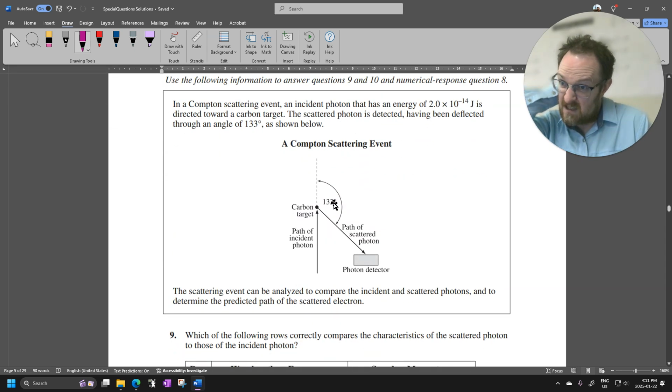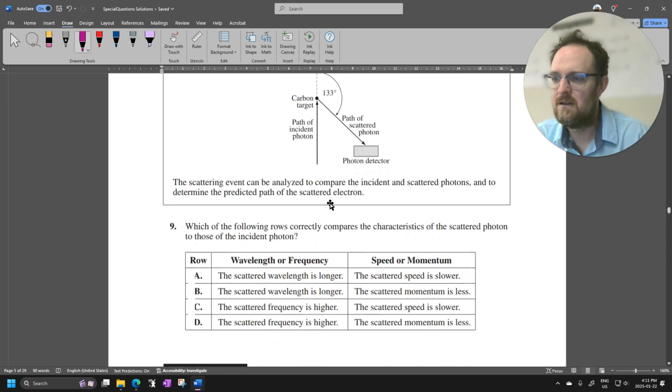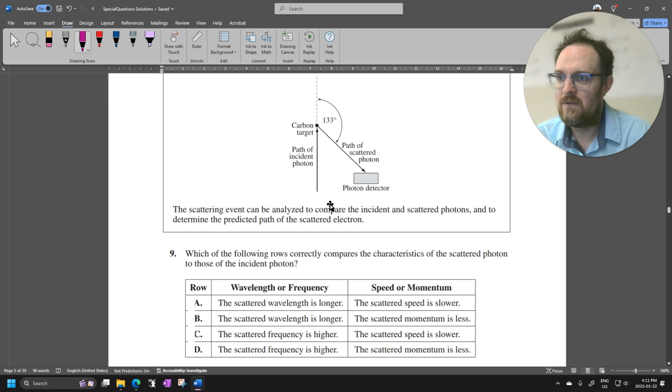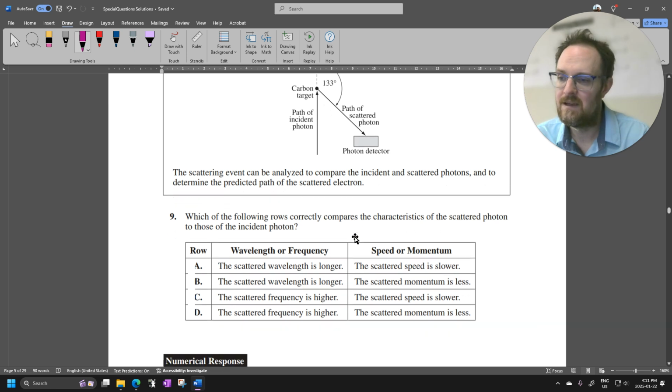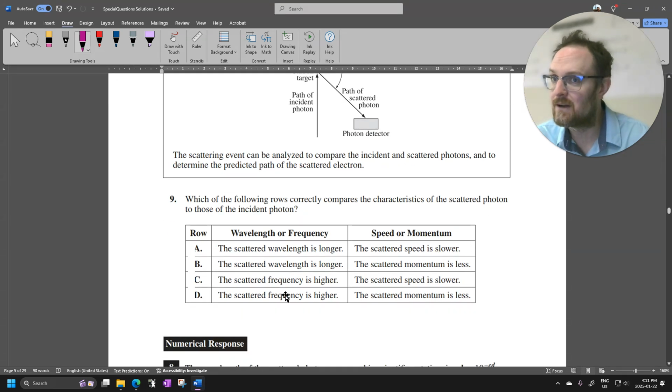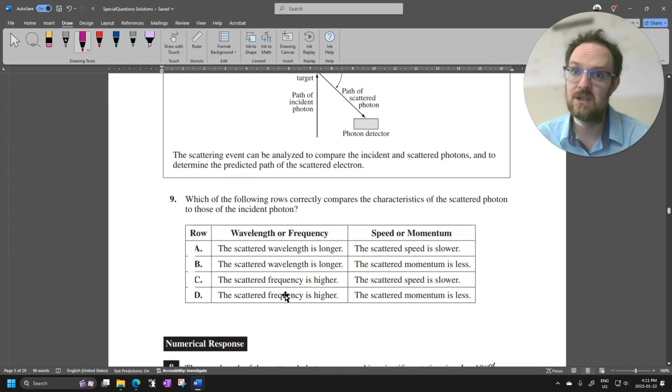Compton scattering. It's being deflected back at an angle. The wavelength of what? Which of the following compares the scattered photon to the incident photon? The scattered photon would have a longer wavelength, right? It's not going to have a higher frequency, because higher frequency means more energy, but it should have less energy.